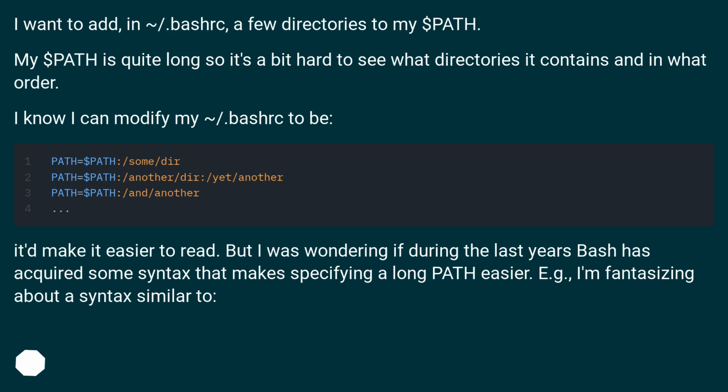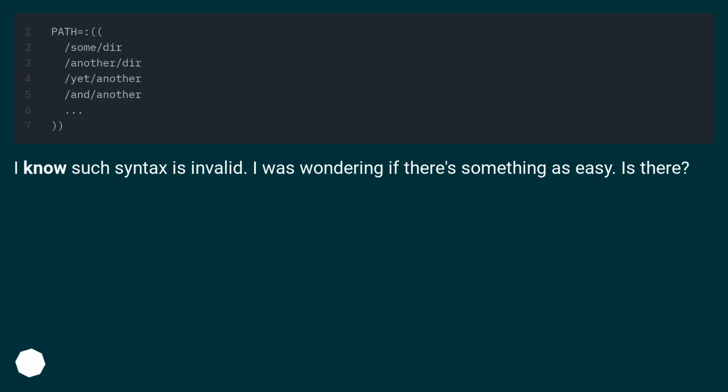But I was wondering if during the last years bash has acquired some syntax that makes specifying a long path easier. For example, I'm fantasizing about a syntax similar to this. I know such syntax is invalid. I was wondering if there's something as easy. Is there?